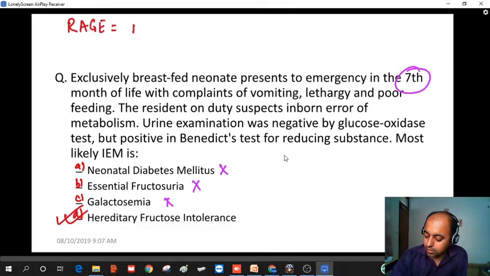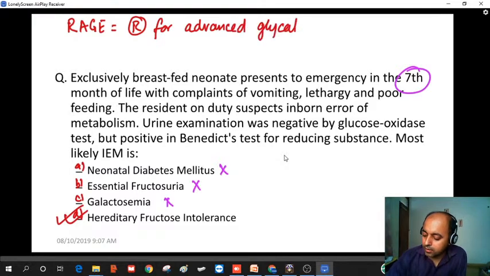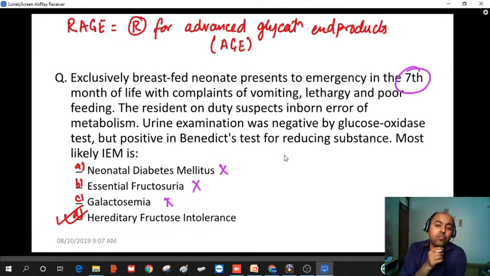RAGE stands for receptor for advanced glycation end products. In short, we write it as AGE. AGE is obtained by the glycation of proteins.